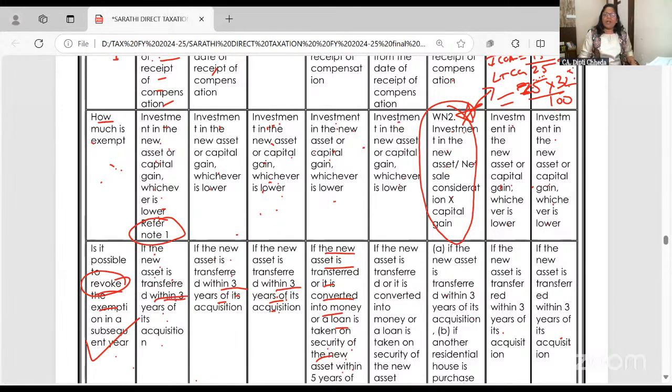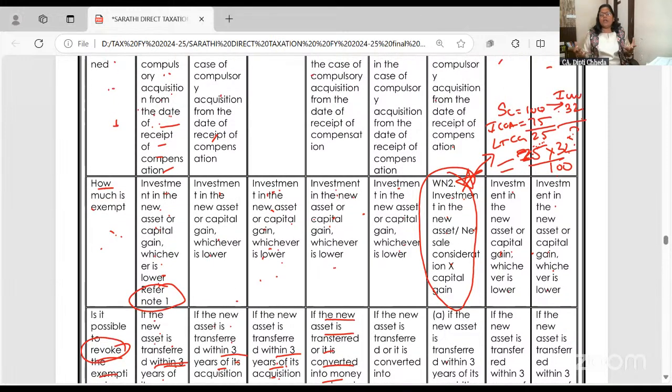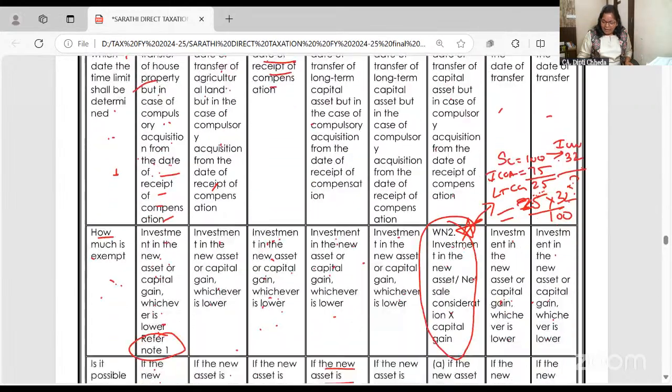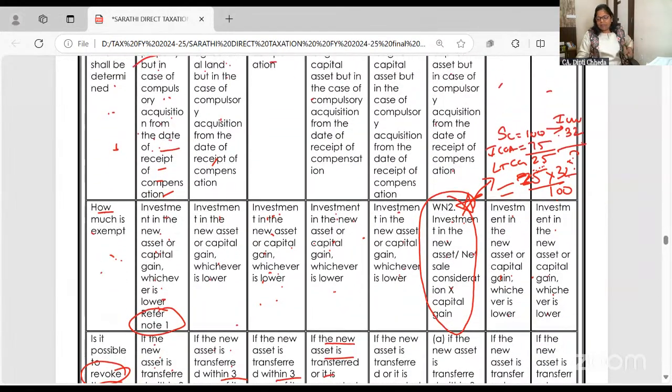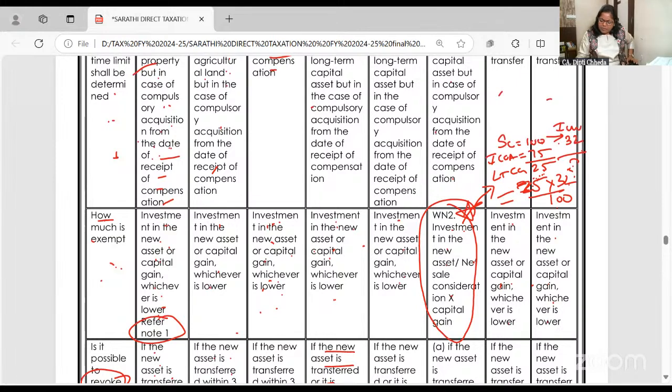Only 54F is different. Rest all, how much is exempt? Capital gain or investment, whichever is lower. But in 54F, sell anything and buy a house, in the cross multiply mode. Sale consideration is 100, index is 75, long term capital gain. You invested 32. See, you have sold for 100. Why did you invest 32 in the house? You have sold jewelry for 100 lakhs. Why did you invest 32?